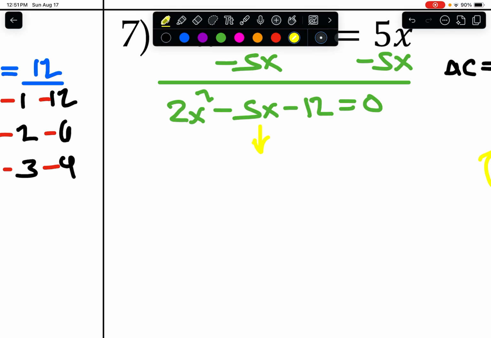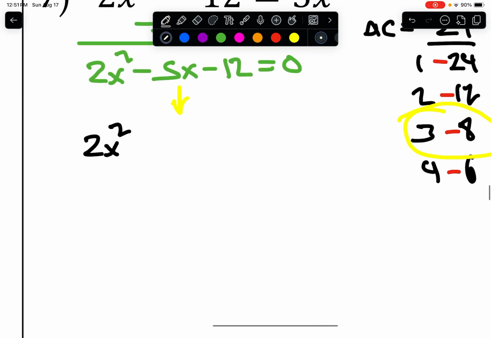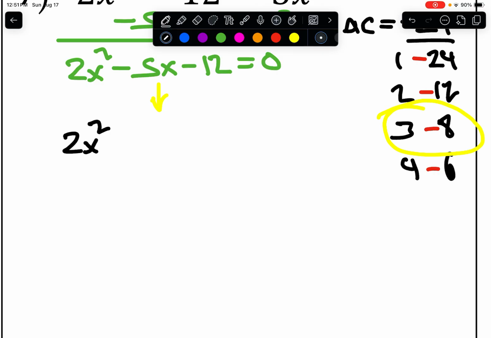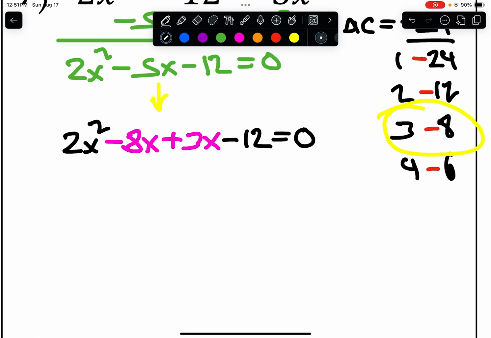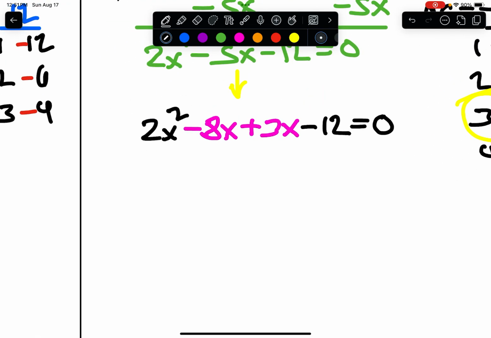So once again, I'm going to leave the first and the last term alone. So 2x squared. And then once again, the order doesn't matter. Let me actually do negative 8x first. So let's do negative 8x first, and then plus 3x. Let's just switch up the order, because why not? So now that I have this, now that I split the middle, now I'm ready to do my grouping.